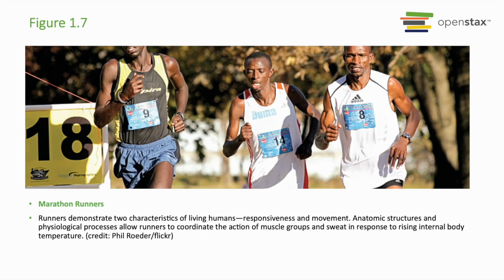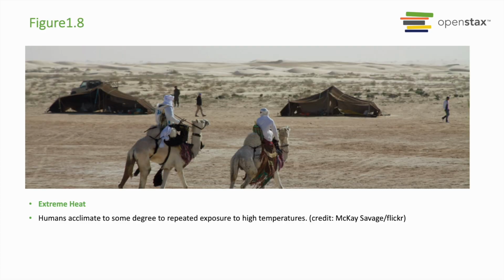Figure 1.7. Marathon runners demonstrate two characteristics of living humans: responsiveness and movement. Anatomic structures and physiological processes allow runners to coordinate the action of muscle groups and sweat in response to rising internal body temperature. Credit: Phil Roeder/Flickr.